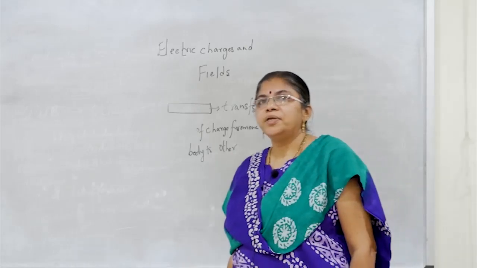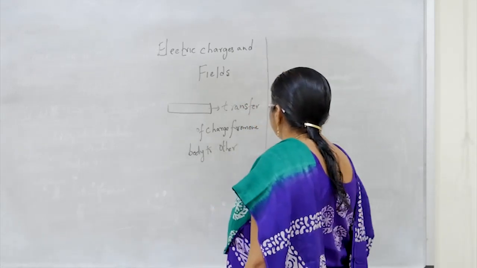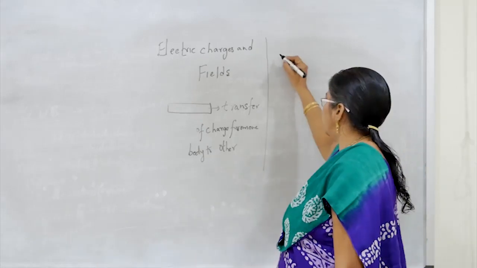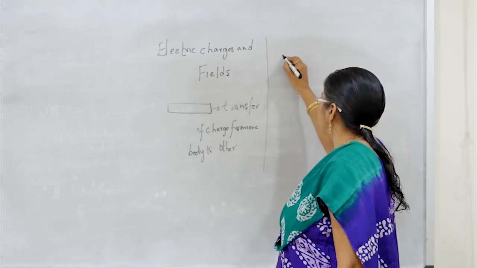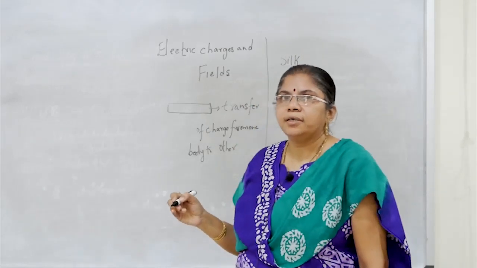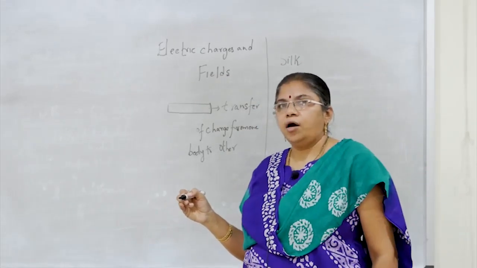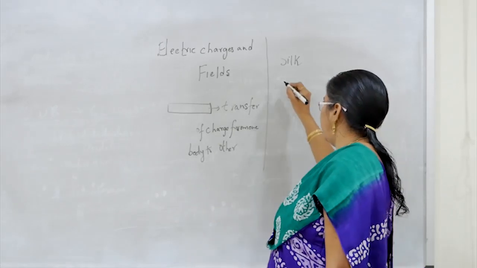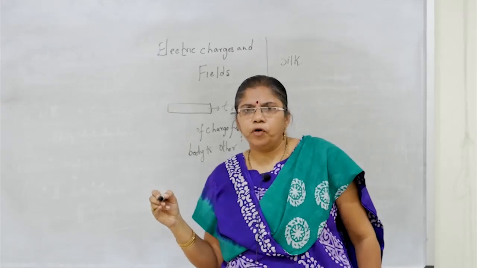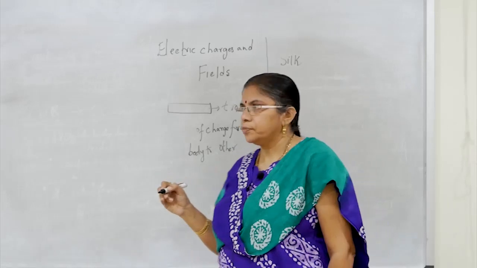There is an imbalance between the positive and negative charge. For this, an example is a glass rod which is rubbed with silk. What happens in this case is the glass rod gets positive charge and silk cloth gets negative charge. That is, there is a transfer of electrons from the glass rod to the silk cloth.